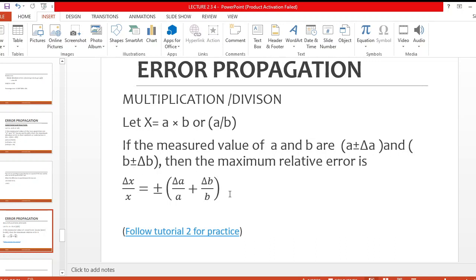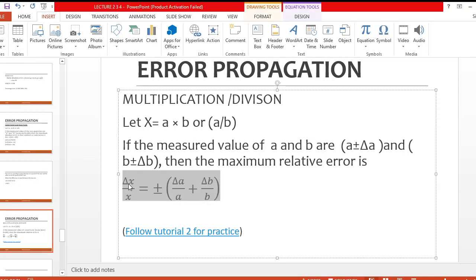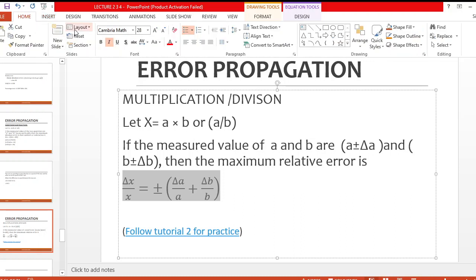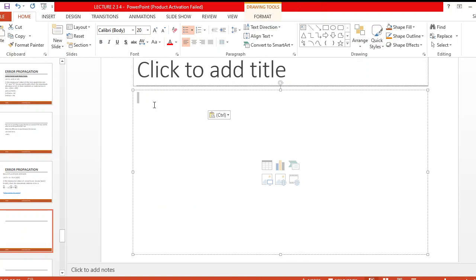So if you add this, the change in A over A plus the change in B over B, what you are getting is the error in the multiplication or division. So whether you are multiplying or dividing, you add the relative errors, but then you do the normal multiplication and division for the measured value. Yeah, let's have one example. I'll just copy this formula into the next slide.